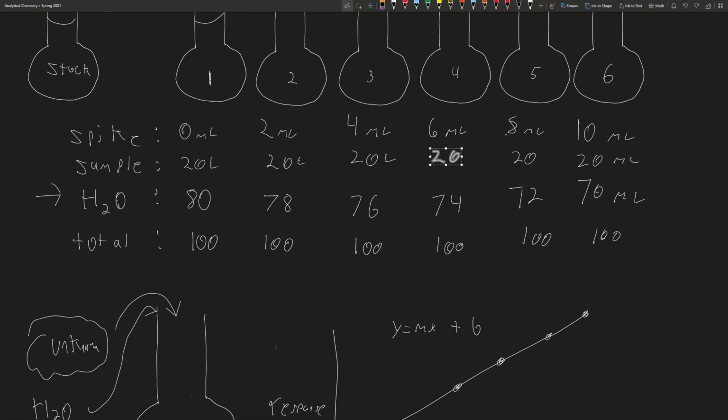So this is a method that we would use if we are typically dealing with something that has a very tricky matrix. And by a matrix, as I stated, it has something inside of it that we are unable to get rid of. And we need to determine if that thing is causing any issues with measuring our sample's concentration.